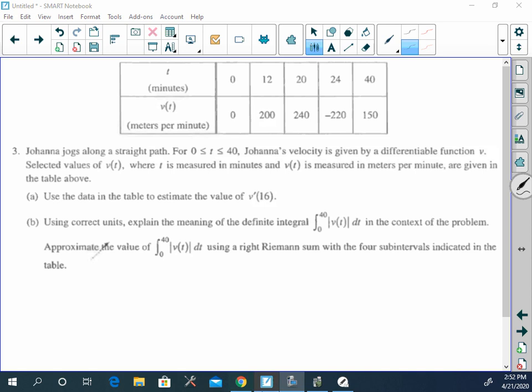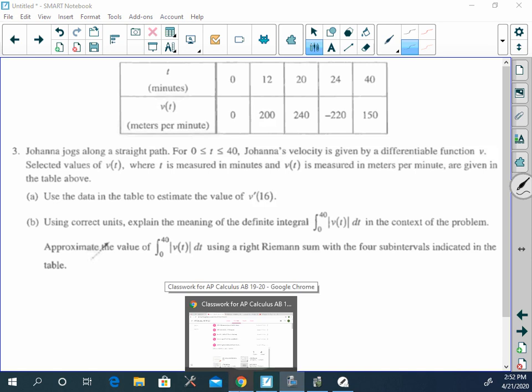All right, taking a look at number 3 now for the 2015 exam. It says Johanna jogs along a straight path from 0 to 40. Her velocity is given by a differentiable function v. So it's differentiable, which means there are no corners or breaks in the graph if we actually plotted this out.